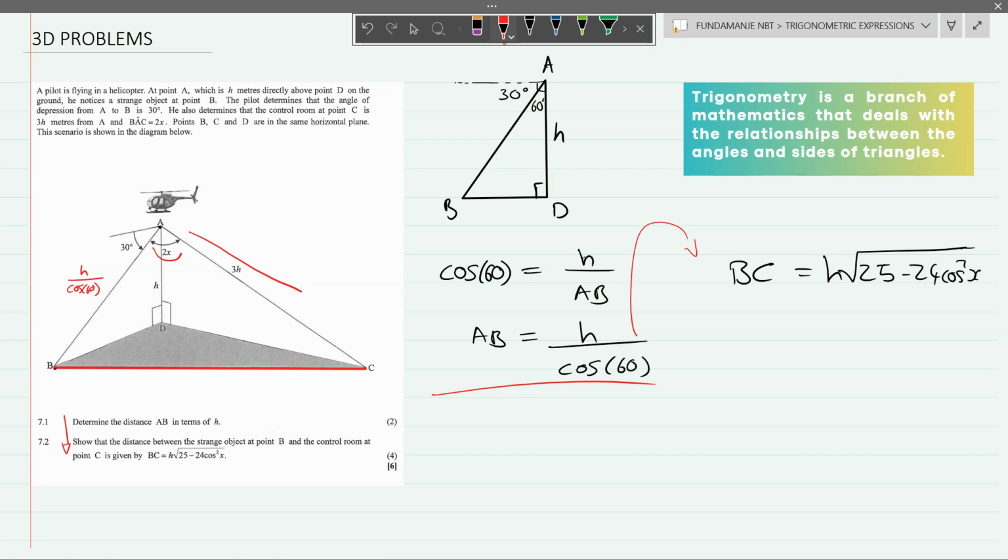we now have to solve for BC. So this 7.2 alone is a question that could be found in the NBTs. Of course, they wouldn't say show that it is this, but they would say derive an expression for BC in terms of x and h. So how do we determine an expression for BC in terms of h and x? We use a rule that allows us to express BC in terms of the sides and the angle.